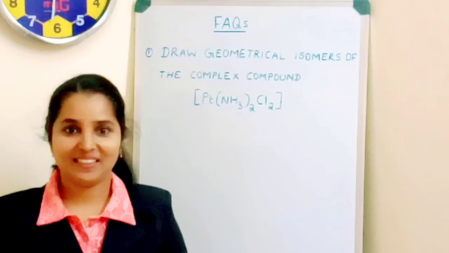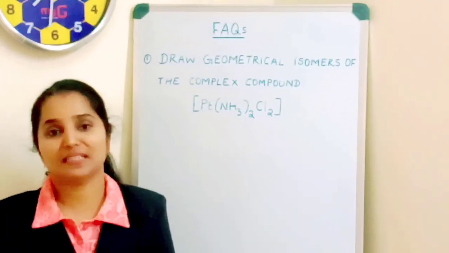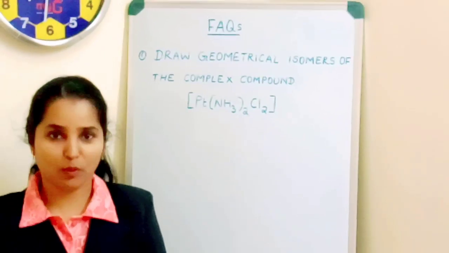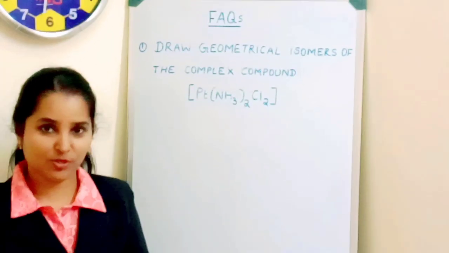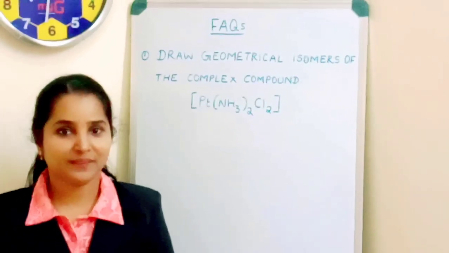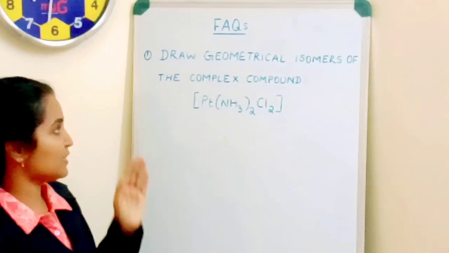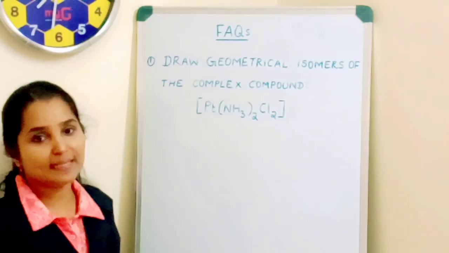Chemistry session. So we have already learnt about what is isomerism in coordination compounds. We have already learned in detail about what is geometrical isomerism. So today we will have some FAQs related with geometrical isomerism. So let's see one example. Draw geometrical isomers of the complex compound Pt(NH3)2Cl2.